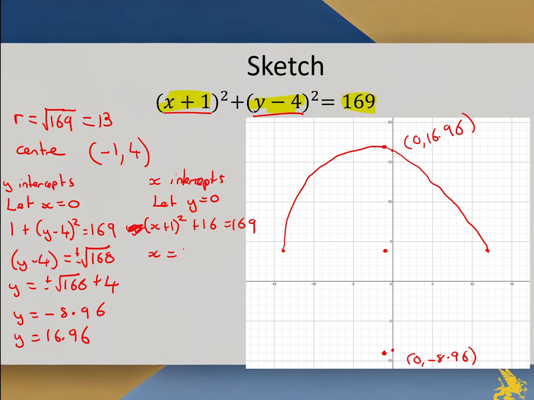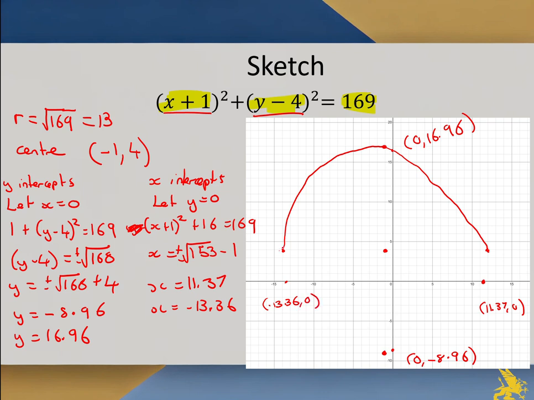So that should give me x is going to be equal to the square root of 153 plus and minus, take away 1. If I plug this into the calculator, it will give me 2 points. One will be 11.37 and the other one will be negative 13.36. So I can find those 2 points, 11.3 approximately, and I will label that 11.37, 0, and this other one was negative 13.36, and y is 0.